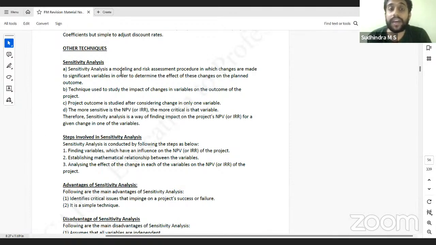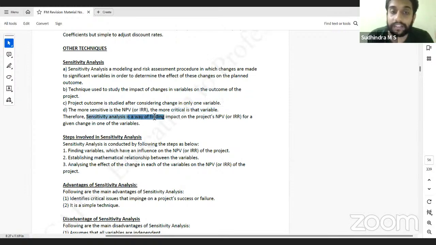So sensitivity analysis is a modeling and risk assessment procedure in which changes are made to significant variables in order to determine the effect of these changes on the planned outcome. It is a technique used to study the impact of changes in variables on the outcome of the project. Project outcome is studied after considering change in only one variable. The more sensitive the NPV, the more critical is that variable. Thereby we can identify which variable is more critical, that means the variable which has resulted in more change in NPV. That is the most critical variable, so that will be easy for them to focus on.